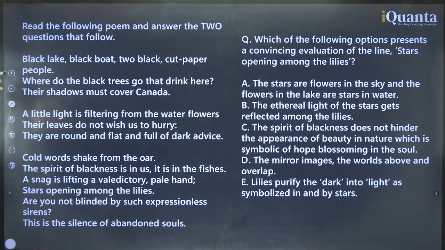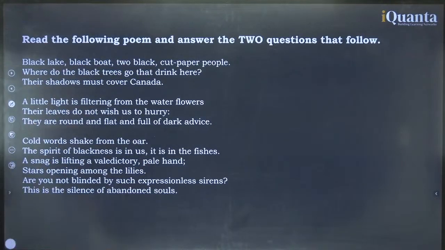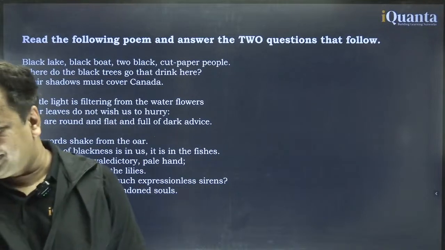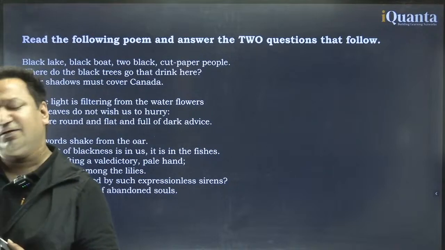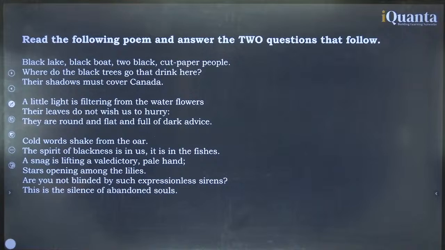Chalo. So first of all, I'll explain the poem to you and let's see how many of you felt it would be the same kind of explanation. It starts with black lake, black boat, two black cut paper people. Did you notice that in the first line itself, black has been used thrice? And when you read that, some certain things might have come to your mind. So much black. So you must have thought this is something ominous, something evil, something sad, bad, dark, death, or whatever, isn't it? You must have felt that. Is that right?